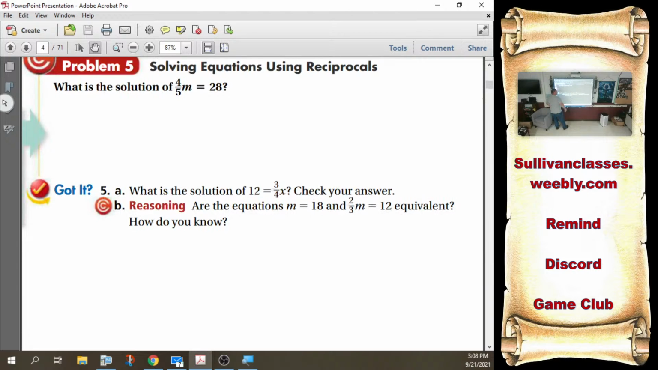Reciprocals. Oh, no, you ever heard the words? Dividing by fractions is easy as pie. Flip the second and multiply. If I'm taking 4/5 times m, I can undo multiplied by 4/5 by dividing by 4/5. Dividing by 4/5 is the same as multiplying by 5/4.